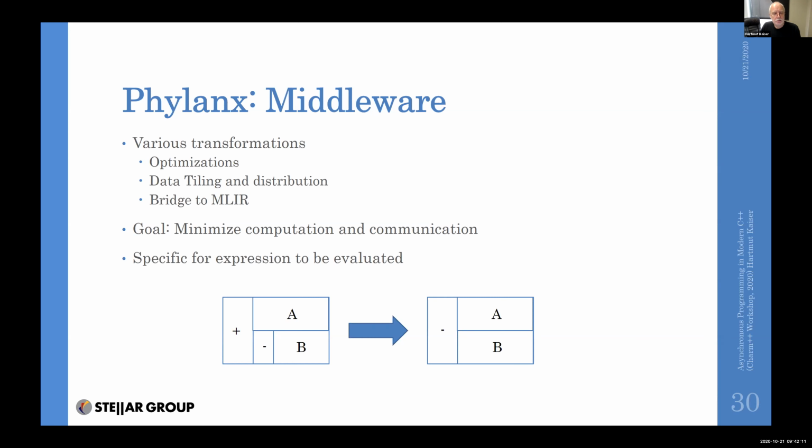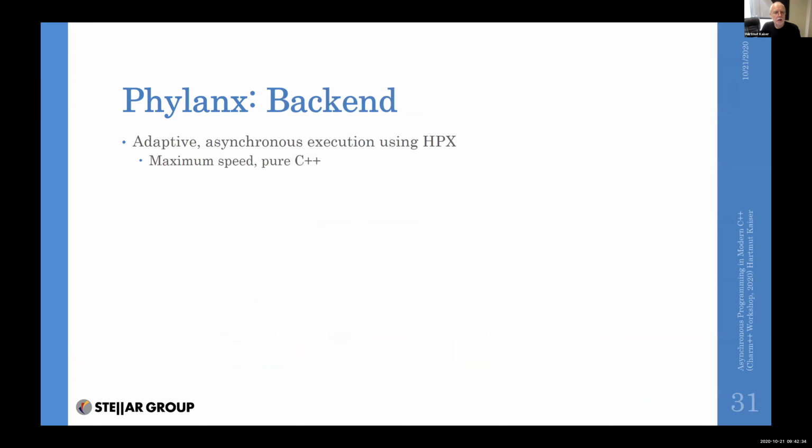The goal of those optimizations is to minimize computation and communication between the nodes. And the trick is that this is specific to the expression to be evaluated. So we look at the expression and try to optimize the execution for this particular expression. And we can also store the results of the optimizations, so we don't have to redo that over and over again. The backend, and that's what I want to focus on here, uses adaptive asynchronous execution using HPX, obviously in C++.